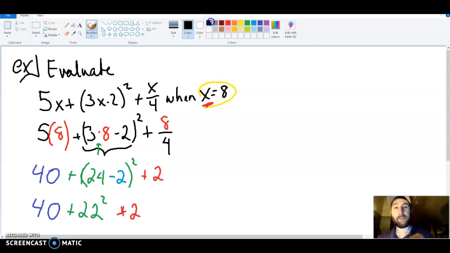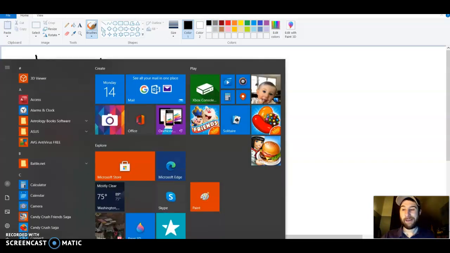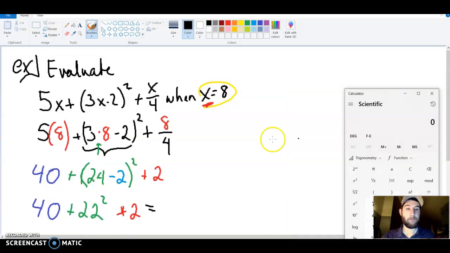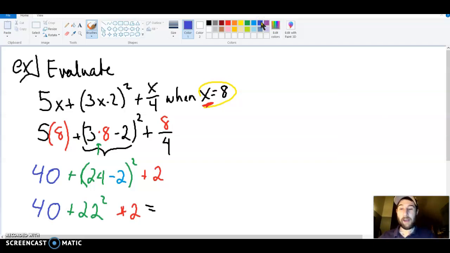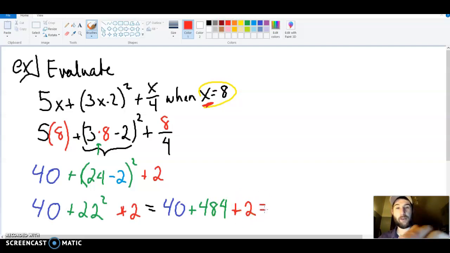Now, calculator geniuses, what is 22 squared? Well, I'll be completely frank, that's a really big number. So I'm going to use a tool. Squaring 22 is just multiplying it by itself, so 22 times 22. I get 484. And so we're looking at 40 plus 484 plus 2. And so our final answer, 40 plus 484 plus 2.